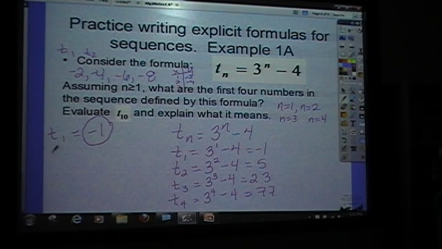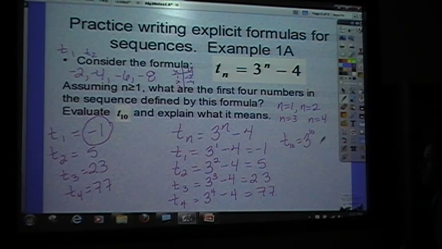So what are my first 4 terms? t sub 1 is negative 1, t sub 2 is 5, t sub 3 is 23, and t sub 4 is 77. Okay? How about t sub 10? What does t sub 10 represent? That represents the 10th term.